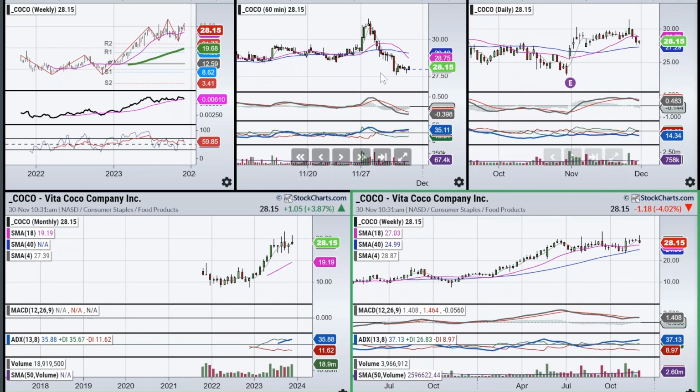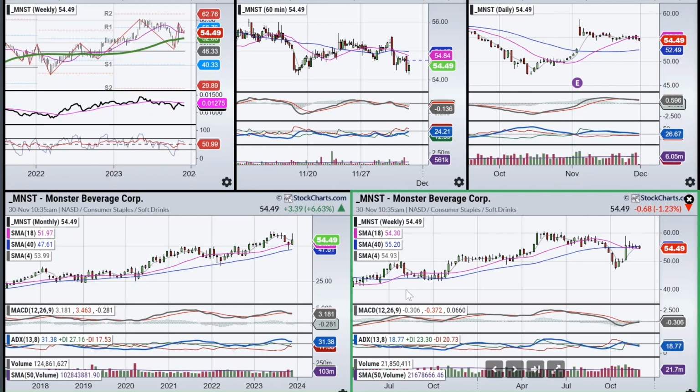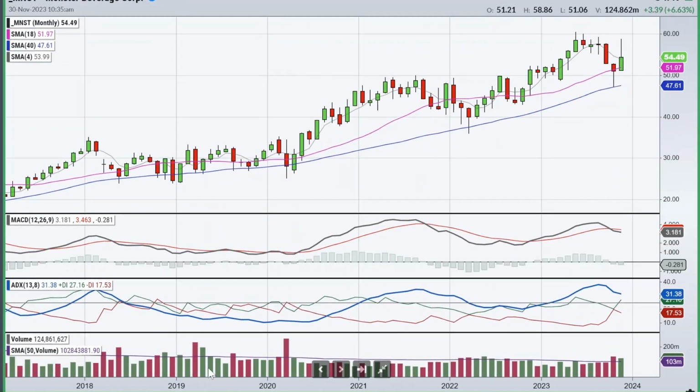I think there's a little bit too much resistance. I don't know that I'd want to play this or be looking to play a pullback in this, just based on the way this is set up so far. Okay, let's look at a comparison to Monster. This has a longer term chart to it, and I do like the fact that this bounced off support.